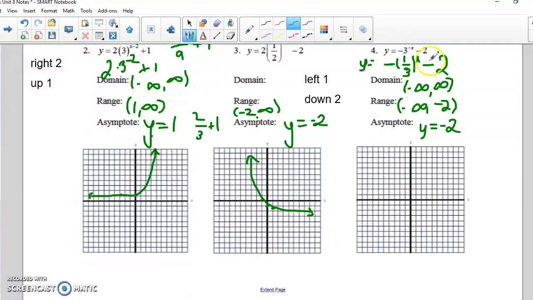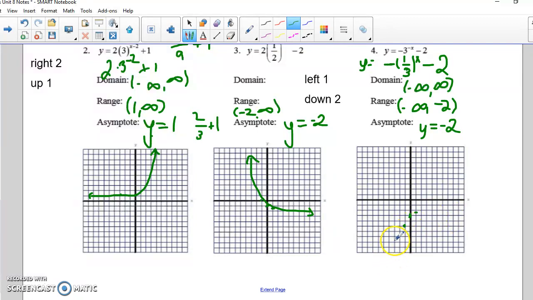Let's see it. How about we plug in some values? What happens when we plug in 0 for x? We get negative 1 minus 2, so negative 3. What happens when I plug in negative 1, for example? I get negative 3 to the positive 1. So negative 3 minus 2, I get negative 5. What happens when I plug in like 2, for example? I get negative 1/3 squared minus 2, which is negative 1/9 minus 2, so it's just over negative 2. Okay, so I have my 3 points.